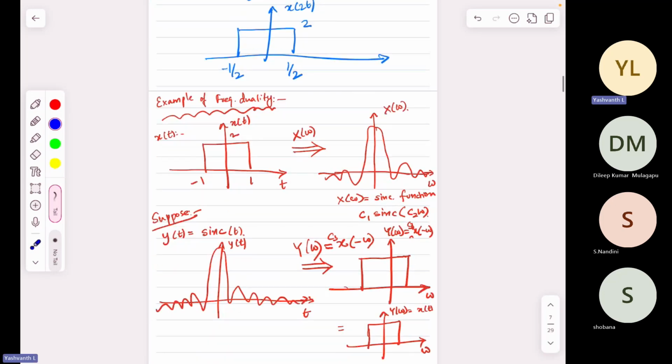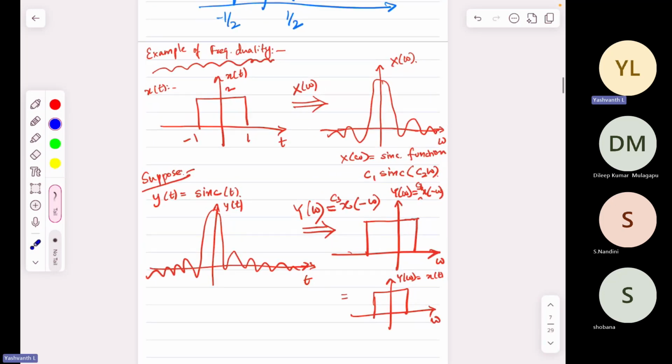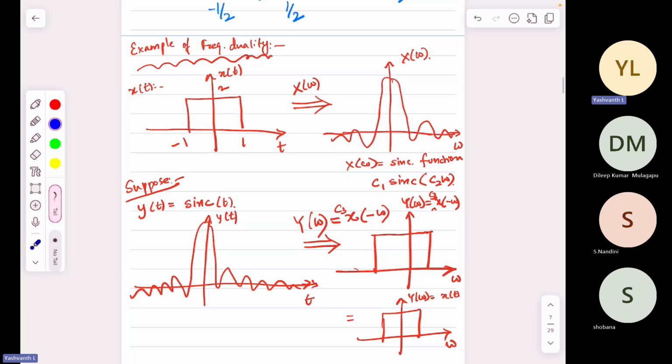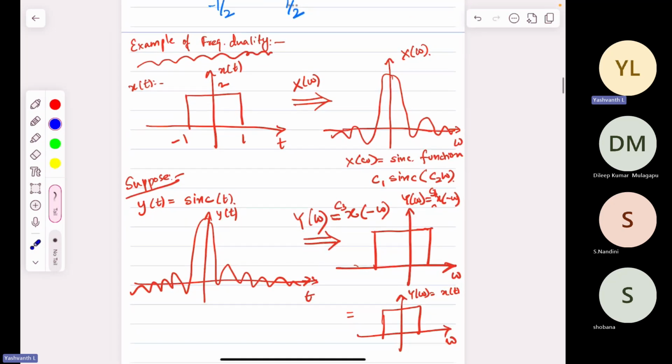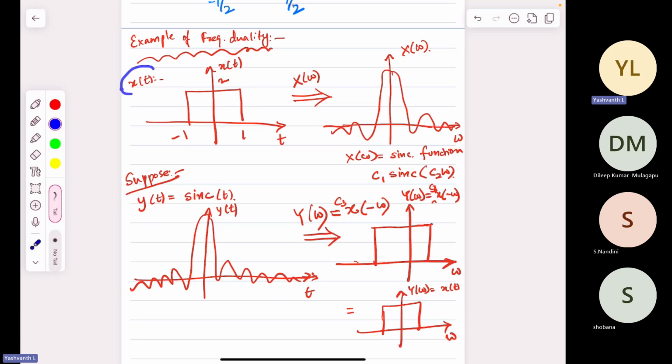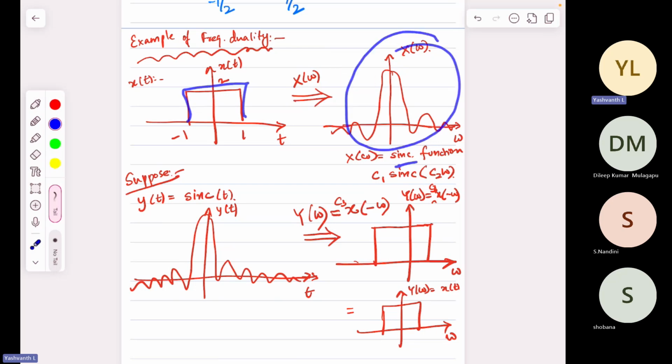Now coming to duality. It's a very, very useful property. It is often very handy in all your exams like GATE exams or even your semester exams. So this is how the illustration goes. Let's say your x of t is a rectangle signal. It lies between minus 1 and 1, taking the amplitude 2, and it takes a value 0 everywhere else. Now if I compute its Fourier transform, you can show that for a rectangle signal, the Fourier transform turns out to be a sinc signal.